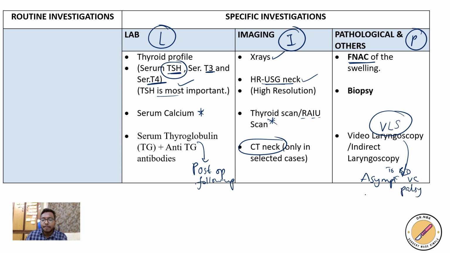Why is it important? Because in 3 to 5% or less than 10% of the people, there may be asymptomatic vocal cord palsy. Means the voice of the patient will be absolutely fine. But when you have done VLS, there may be some unilateral asymptomatic palsy. There will be vocal cord palsy, and you need to document it properly.